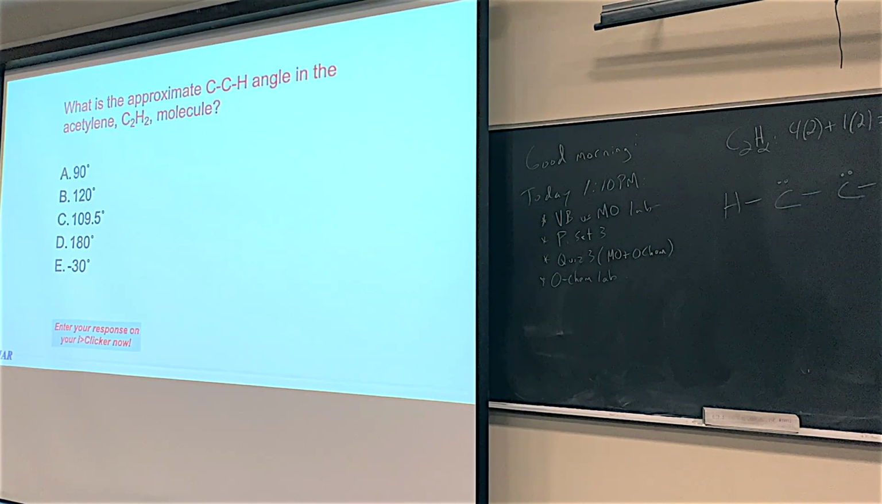So up here on the board, I have a partial Lewis structure. I counted the valence electrons for C2H2. It came out to be 10, or 5 pairs. You then put a bonding pair between the atoms to keep them all in line. That's 3. I've got 2 left, so I put 1 lone pair off each carbon.